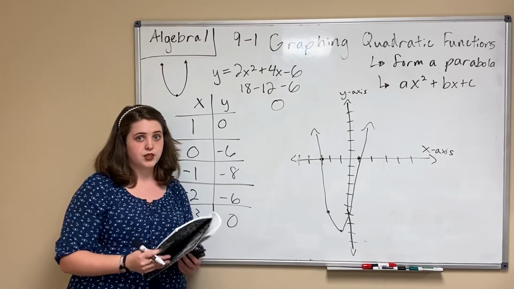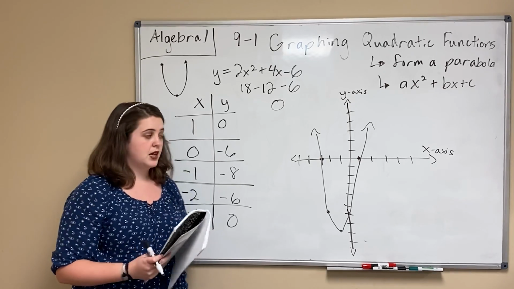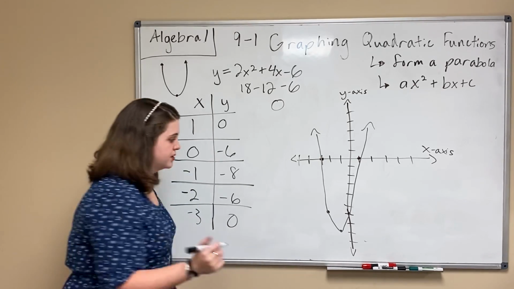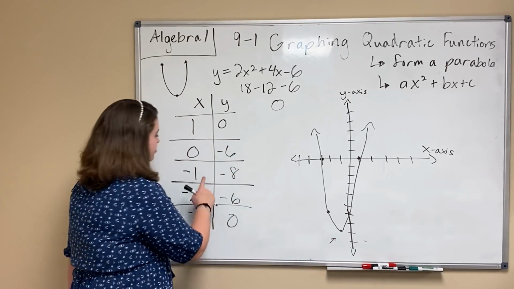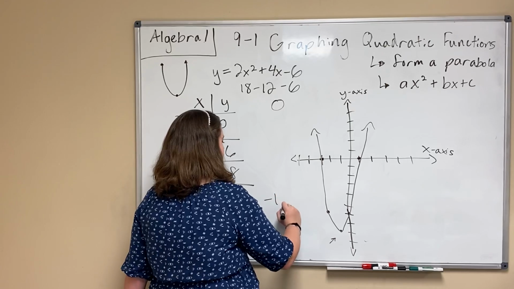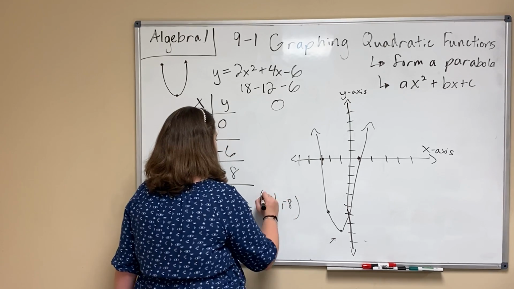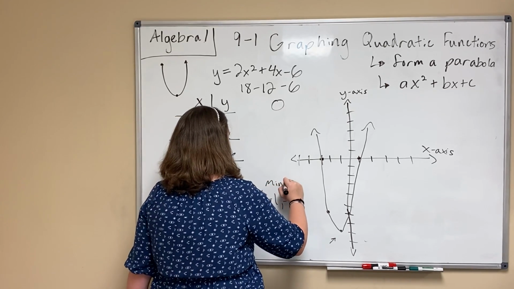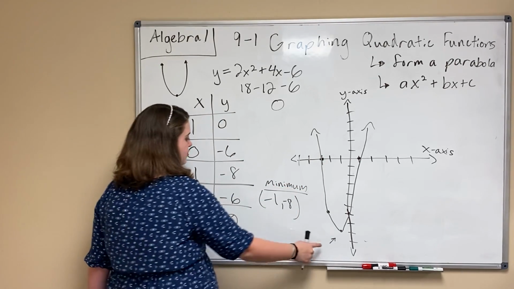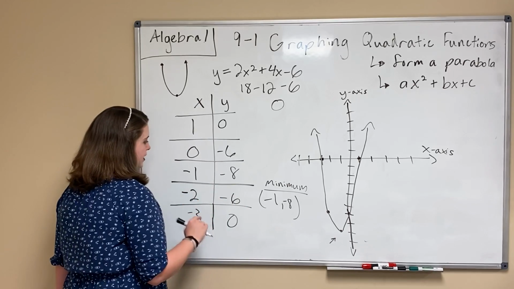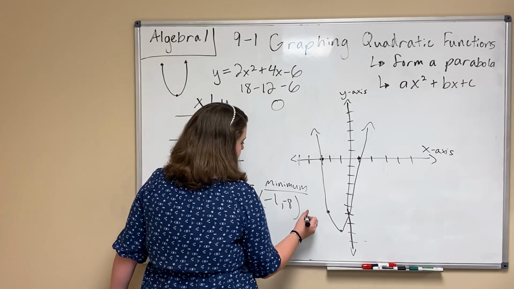Now the other thing that we can do with this is, I know where my minimum is, because it's the lowest point on the graph, and it was where? It was -1, comma, -8. So that's my minimum. It's the lowest point in my graph, -1, -8.